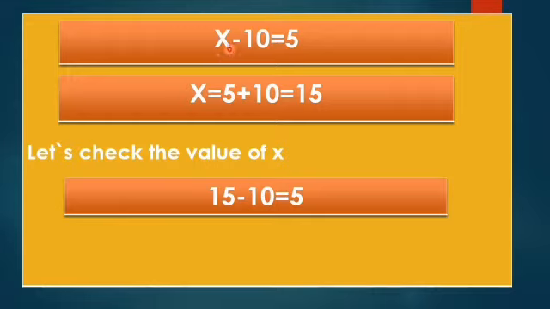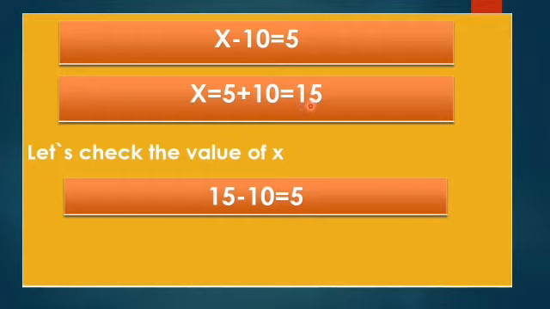The next one is a simple equation, x minus 10 is equal to 5. Here x minus 10 is the left side and 5 is the right side. We want the value of x, so the remaining part, minus 10, from left to right becomes plus 10. In the previous slide, we discussed that plus becomes minus and minus becomes plus. Understood? Then x is equal to 5 plus 10, which is 15. We get the answer x is equal to 15.